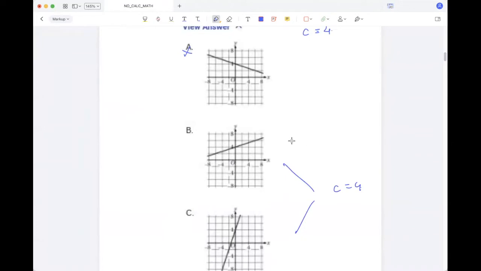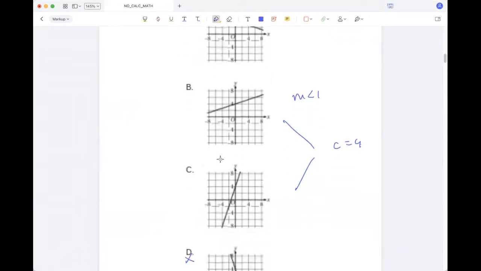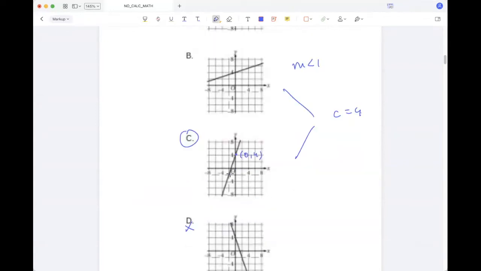Now here the slope is definitely less than 1 because the y-intercept is less than the x-intercept in terms of the absolute value. So this is the one where the slope could be greater than 1. So this should be option C. And let's just verify that. So this is (0, 4). And this point would be (-2, -2). So if you calculate the slope using (y2 minus y1) by (x2 minus x1), you'll get (4 plus 2) by 2, which is 3. So C is the right answer.